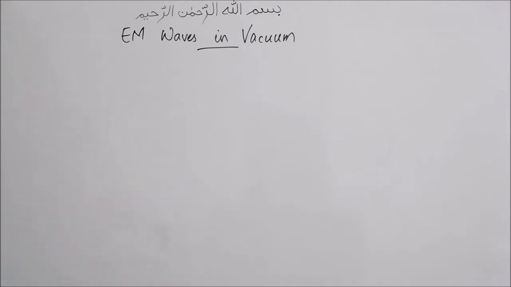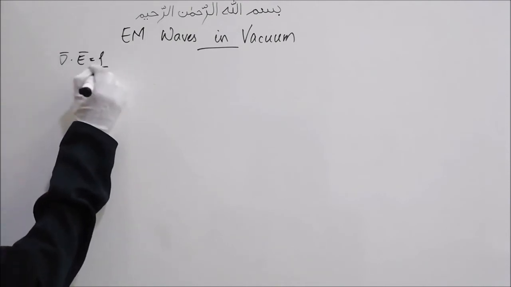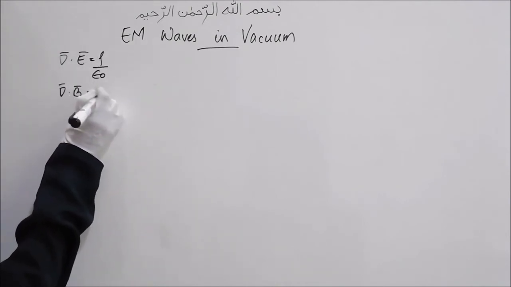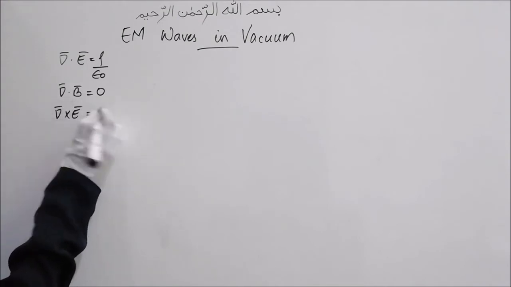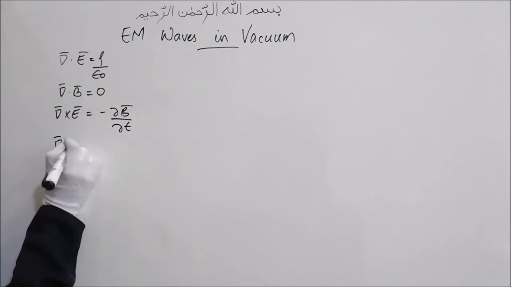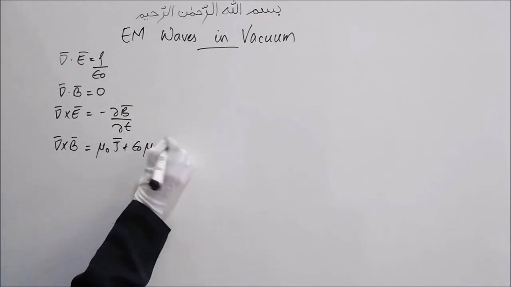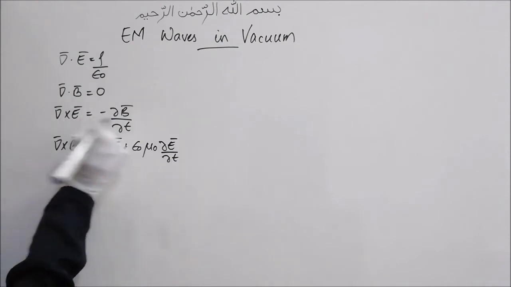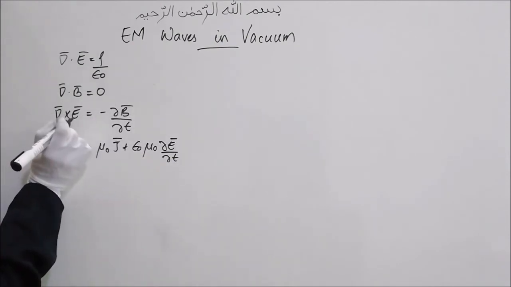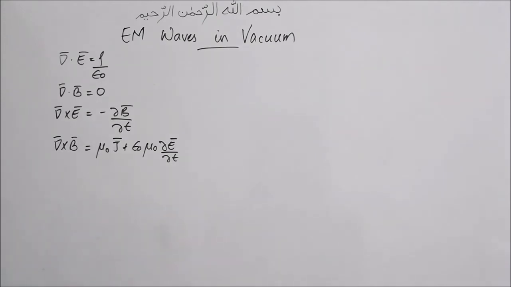So let's look at our four Maxwell's equations first, which were del bar dot E bar is equal to rho upon epsilon naught, del bar dot B bar is equal to 0, del bar cross E bar is equal to minus del B bar by del t, and del bar cross B bar is equal to mu naught J bar plus epsilon naught mu naught del E bar by del t. This equation says that a changing magnetic field gives rise to or induces an electric field, and this equation says that a changing electric field induces a magnetic field.